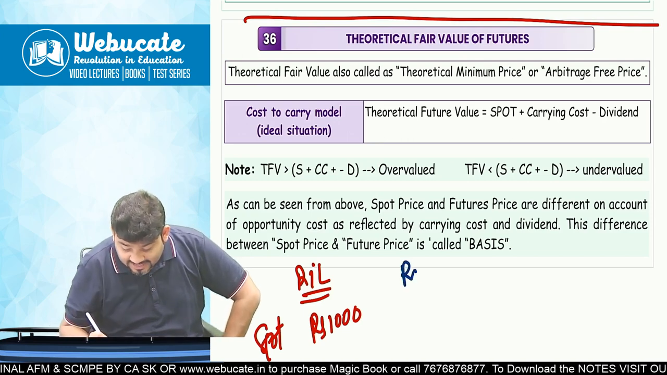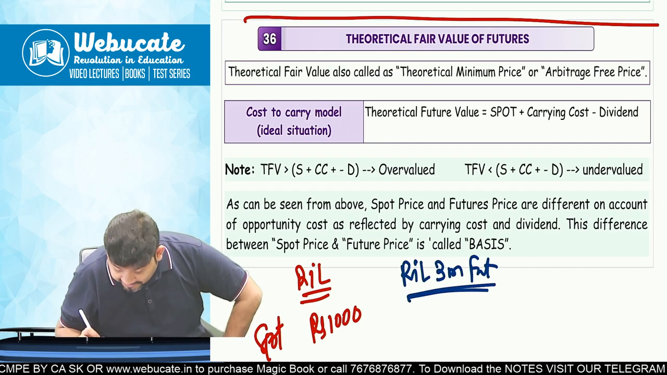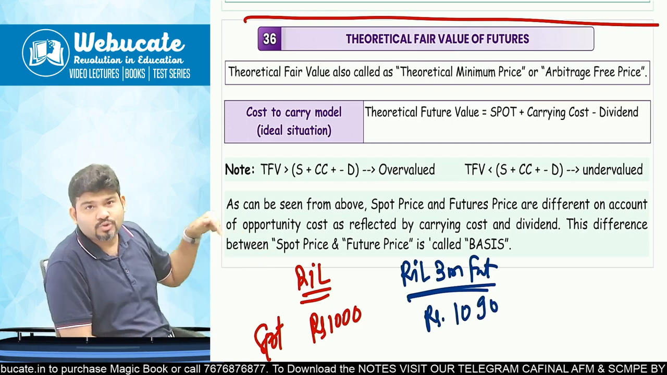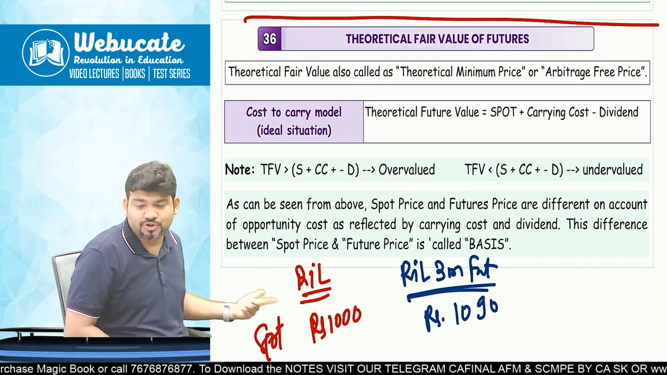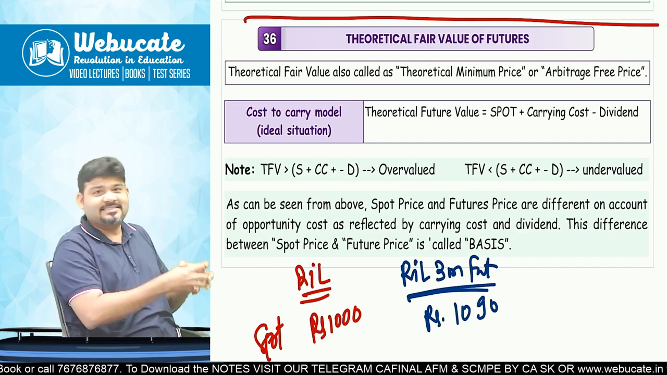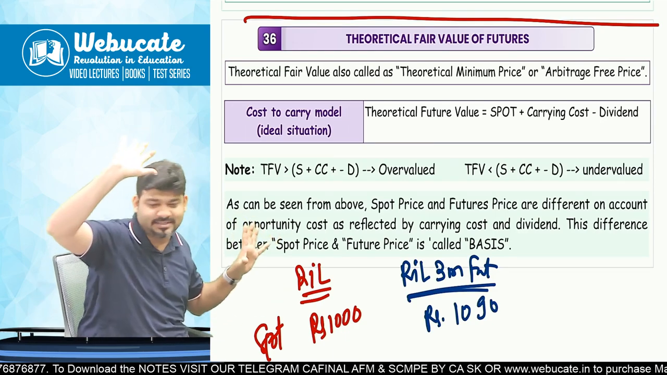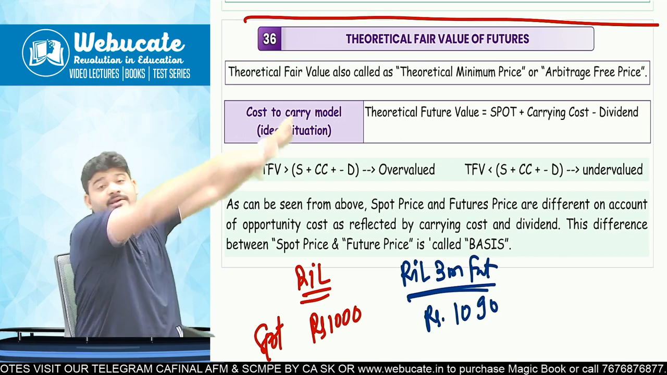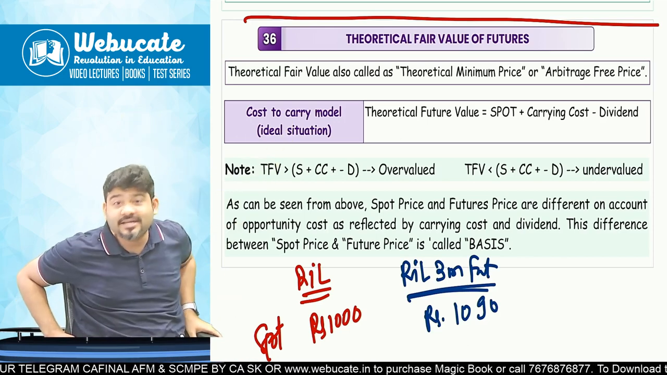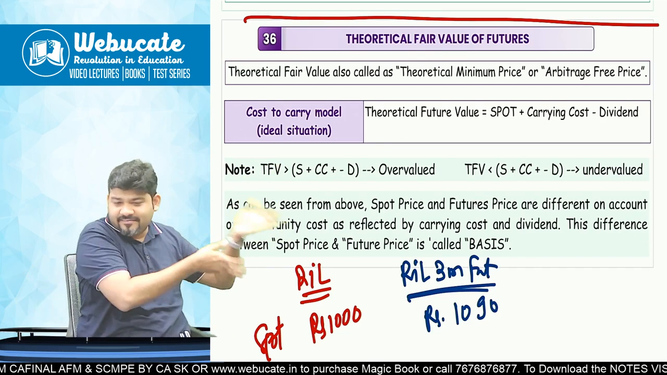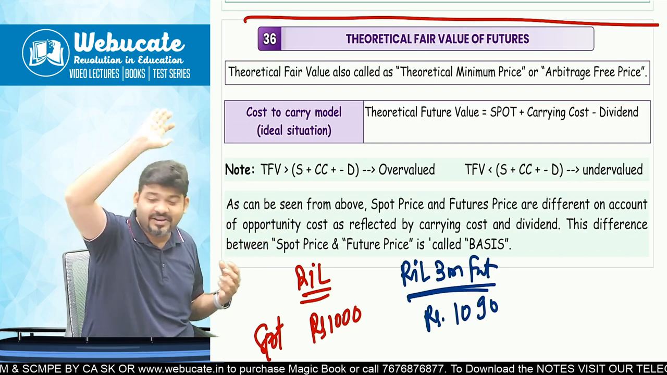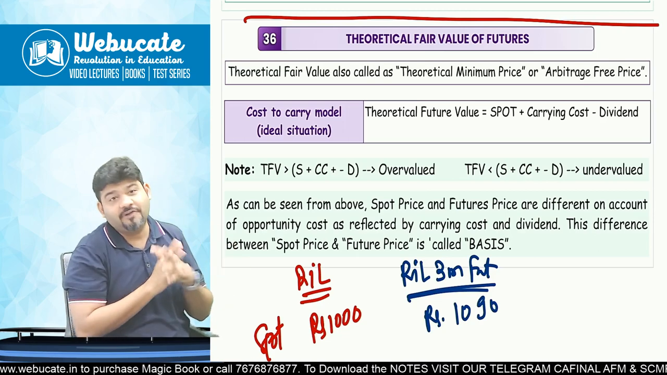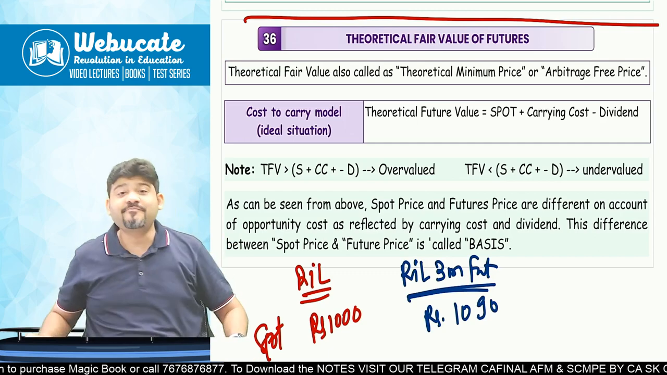You will always find that Reliance 3 months futures will be a different amount. Say it will be 1090. Why so? The same Reliance today is 1000. Why is it that Reliance 3 months futures will be 1090? Because this 1000 is now going to be executed after 3 months. The stock market is giving me a price of 1090, which is currently 1000, for 3 months later. So who is going to bear that opportunity cost? This 1000 I might as well have invested. But now instead of investing, I am getting a price of 1090. So that 90 rupees is like the opportunity cost of managing the futures.